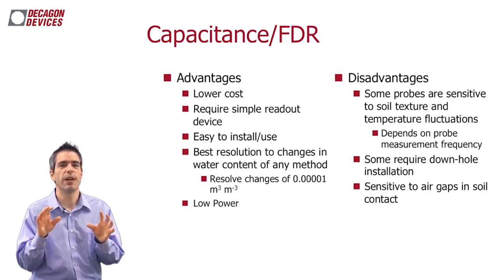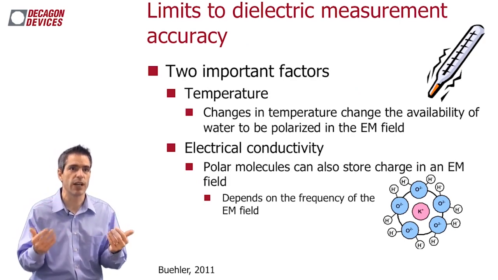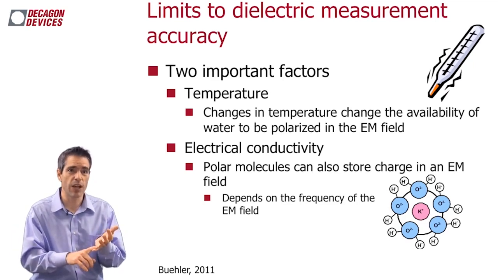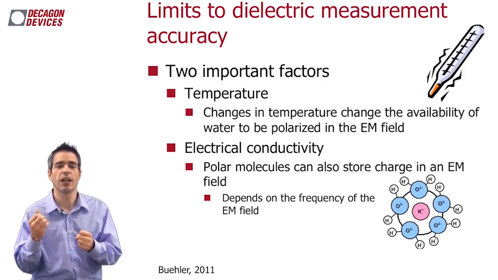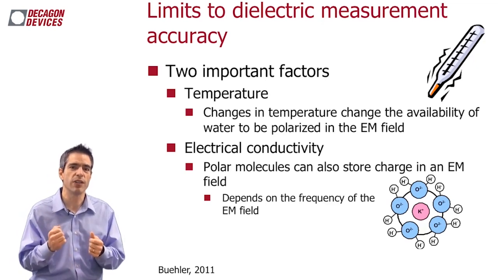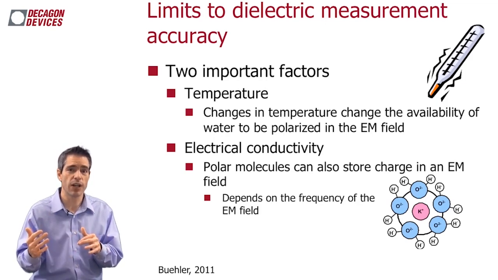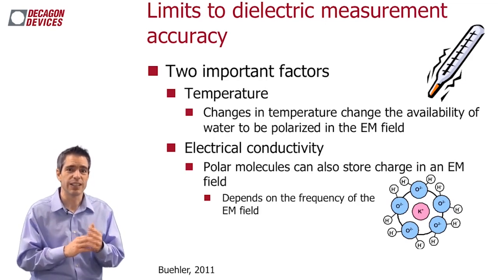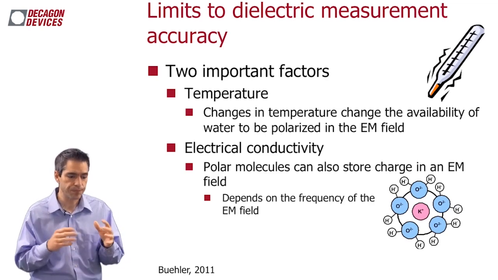Okay, let me just briefly mention this fact that there are some limits to dielectric measurement accuracy. I already pointed them out. Things like temperature. Temperature can change the availability of water to be polarized in the electromagnetic field. And there are a lot of papers written on this subject. I encourage you, if you want to know more about it, to look out there, or as I'll talk about at the end of this presentation, jump on a forum and start a discussion on the fact.